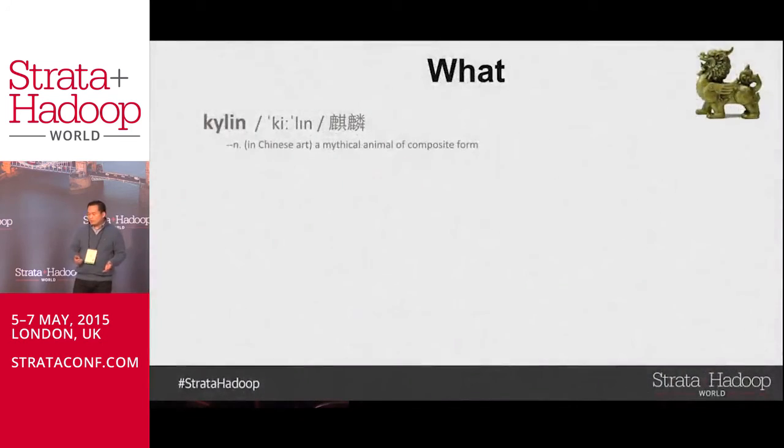So, what is Kylin? First, how do you pronounce this word? It comes from our legend, the old story. In Chinese, we pronounce it as Qilin. So you could see, we always pronounce it as Kylin, but most of you, the Western people, will pronounce it as Kylin. Both work, it's fine.